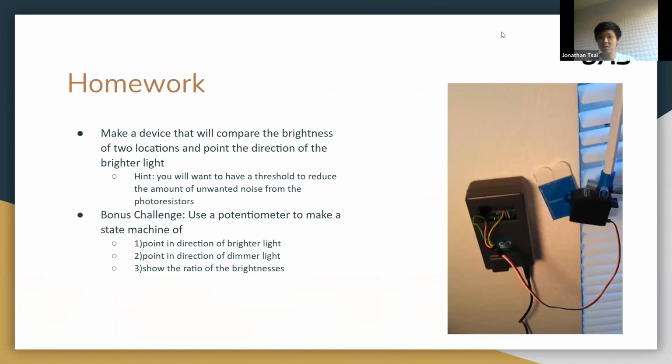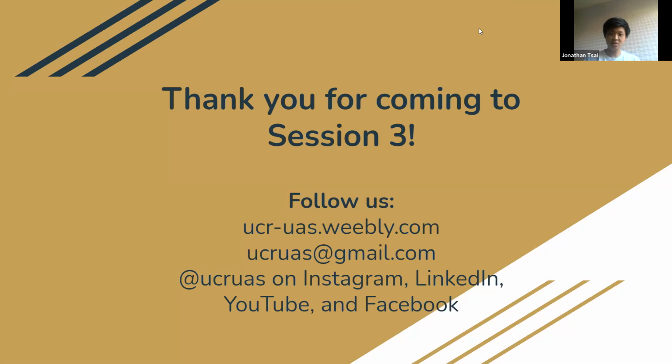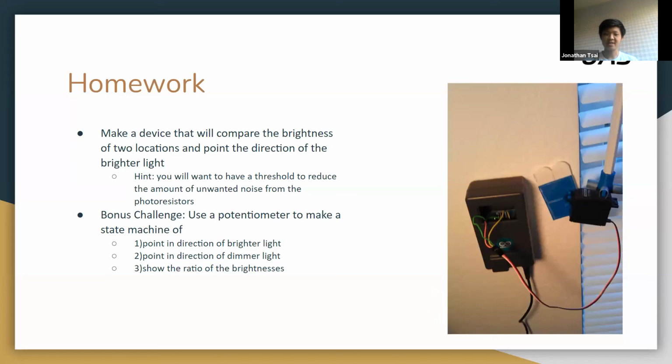All right then. So now that I've shown you the example problem, right? Here's an activity you can try out on your own. Your goal is to make a device that compares the brightness of 2 locations, okay? And then you want your servo to point in the direction of the brighter light, okay? A little hint that you can start off with is you want to have a threshold to reduce the amount of random noise if you're building this in real life. However, because it's virtual, the threshold can wait a little bit. You can even put a very small threshold instead.